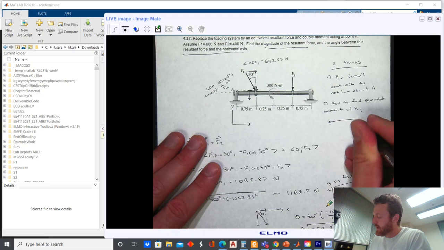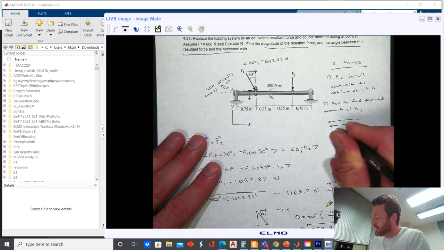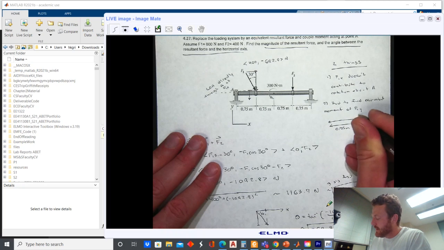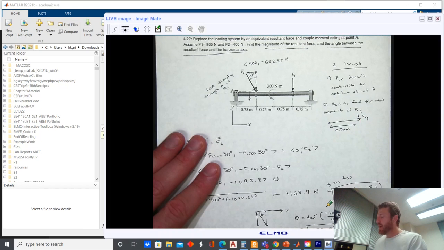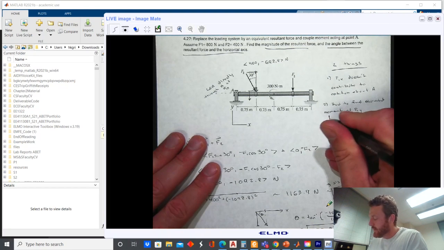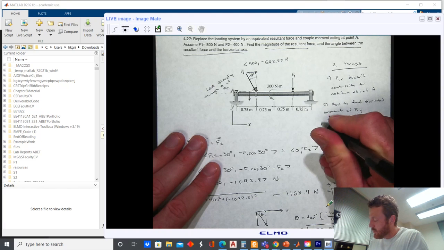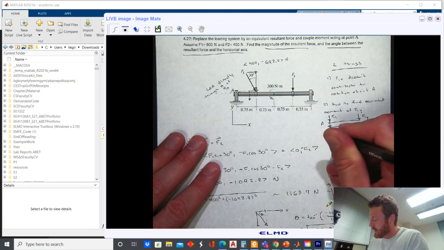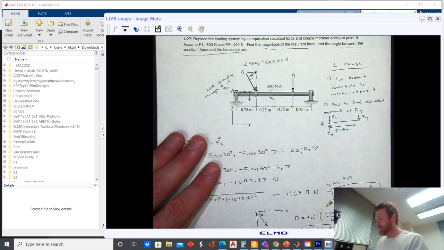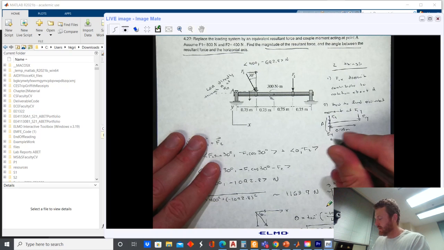If this is point A, and this is my perpendicular distance of 0.75 meters, and this is the y component of F1, I can always add equal and opposite forces here at point A without changing the underlying mechanics of this body. So these are equal and opposite.